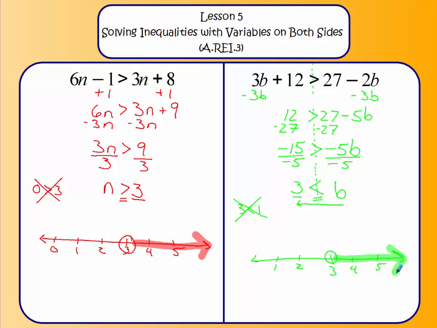So again, these are very much like what we've been doing. We want to get the variable on one side by itself and get the constants on the other side by themselves. And then we just solve and graph how we normally would.